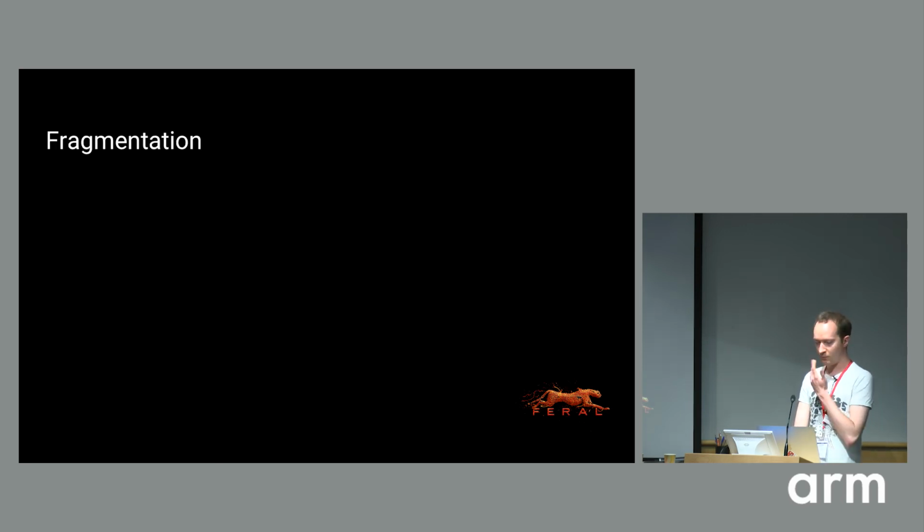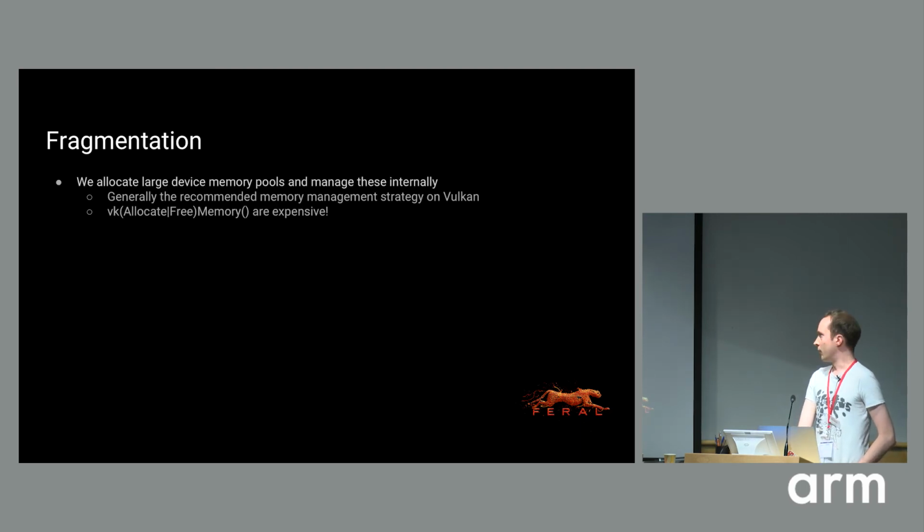The next problem we had with memory management was fragmentation. What our memory manager does is allocate large pools of memory from the driver and then sub-allocate out of these to individual resources internally. This is generally what you should do on Vulkan. You'll hear more about that later on from the memory management talk.